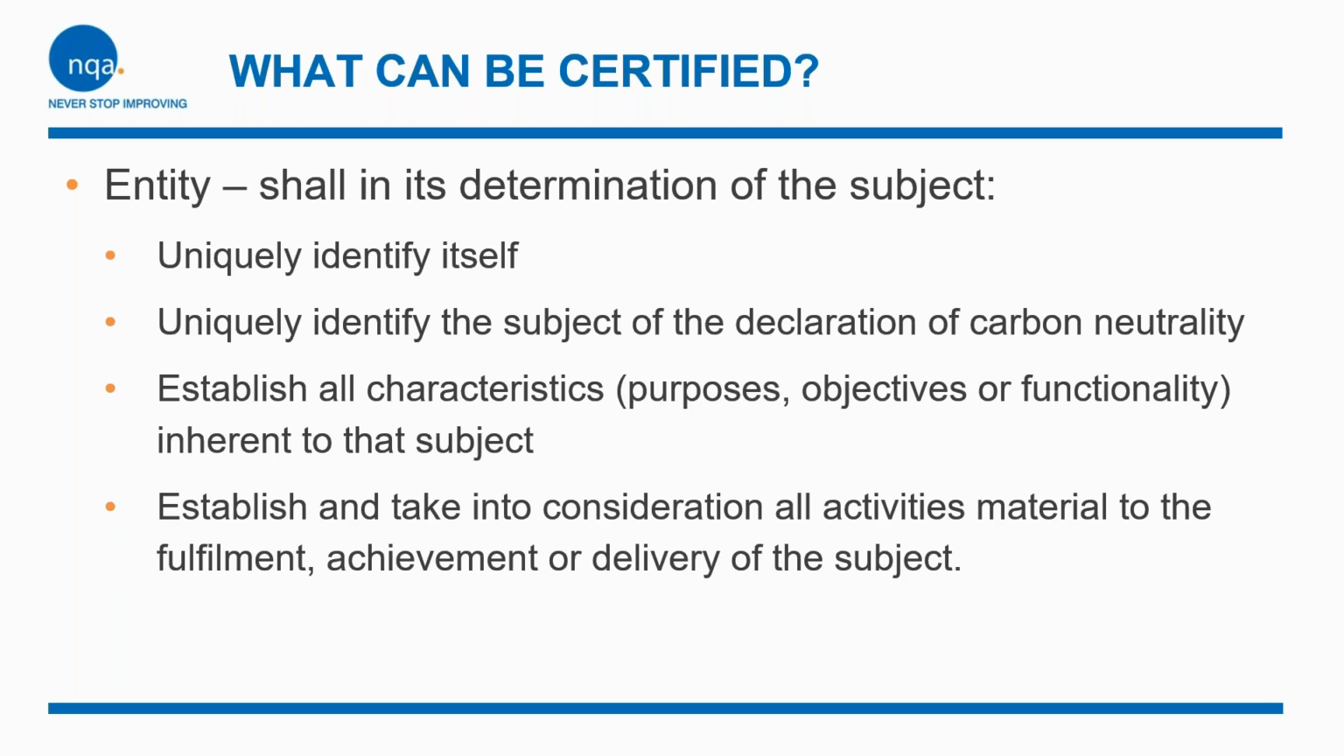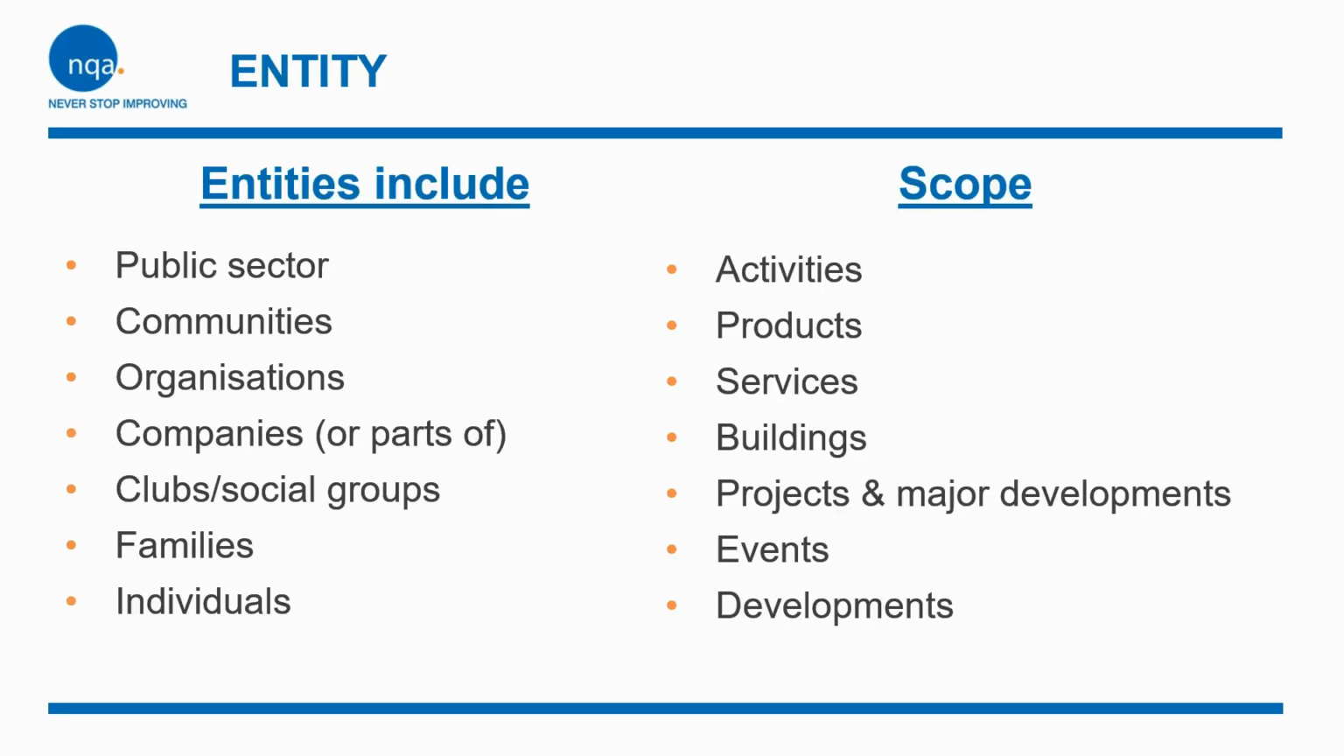So looking at all the activities material to the fulfillment, achievement, or delivery of the subject. So if you're making widgets, and that's going to be the declaration of a factory making widgets, we need to make sure that everything that goes into that manufacturing process has been taken into account. And as you can see there, entities could include almost anything. I challenge you to find anything that isn't in there, in the entity side. I think we've covered almost every type of entity you can think of.